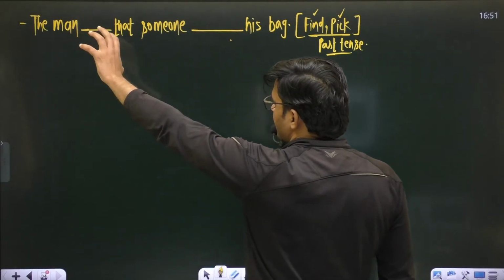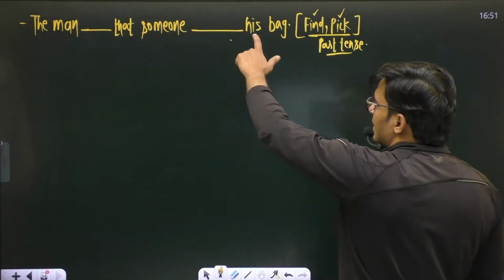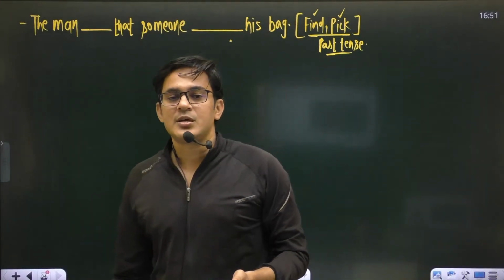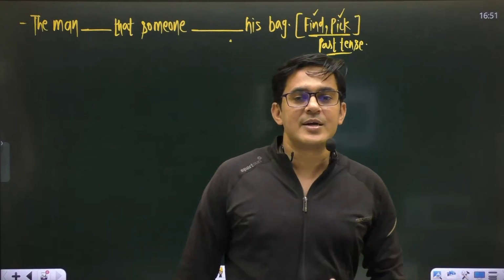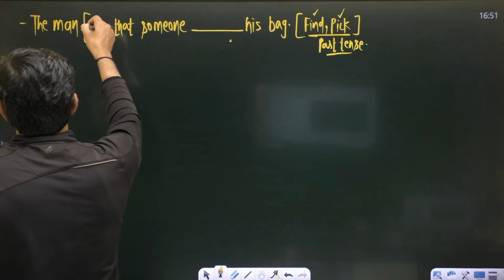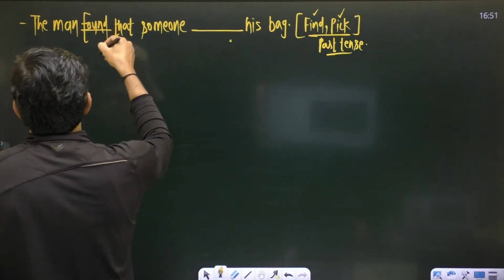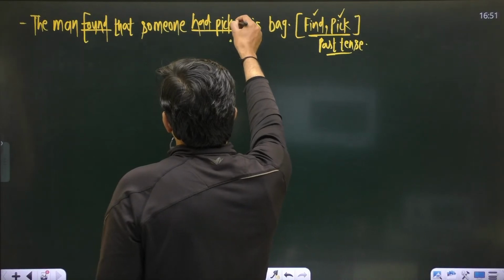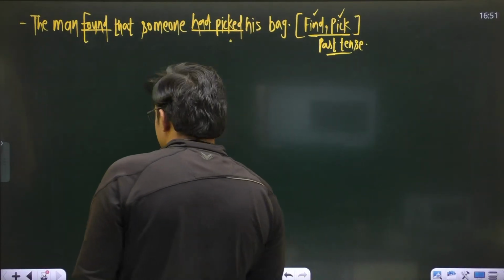We want to say it like this: initially someone picked his bag, and after that the man came to know that someone had picked his bag. So the sentence will be: second form of the verb, found, the man found that someone had picked his bag. Right? Now the sentence is fine.